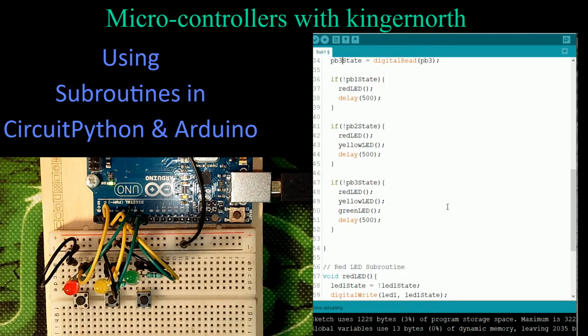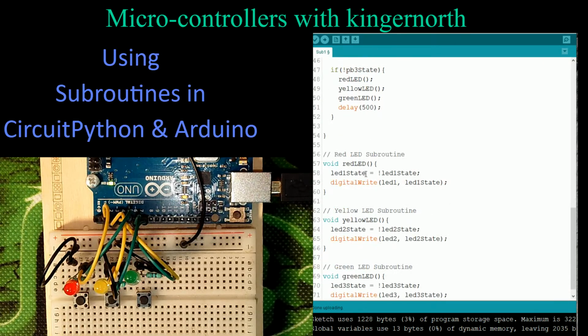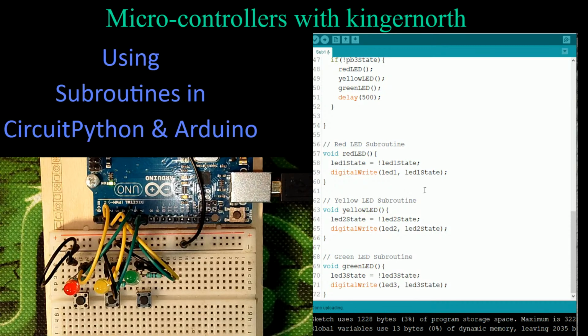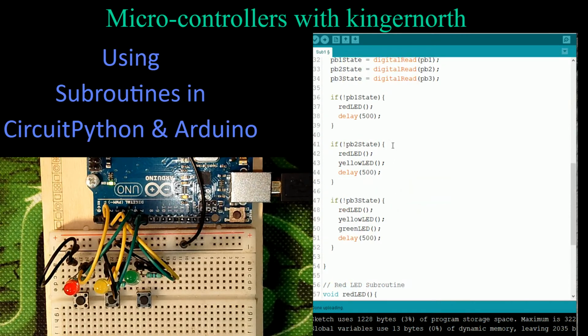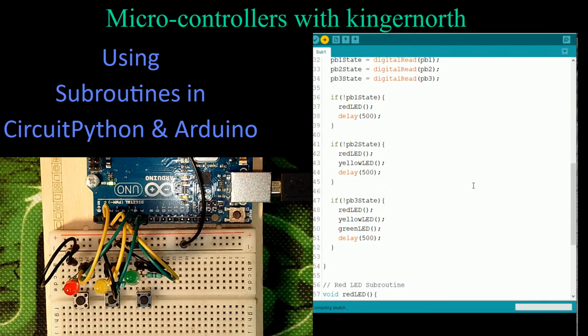So if all this is done correctly, what we should see here happen now is, in our main routine, if we press push button 1, the red will change state. If we push button 2, the red and the yellow both change state. If we press push button 3, the red, the yellow, and the green change state. And that just means flip them to whatever they weren't before. So let's go ahead and upload that. So this is the uploading.